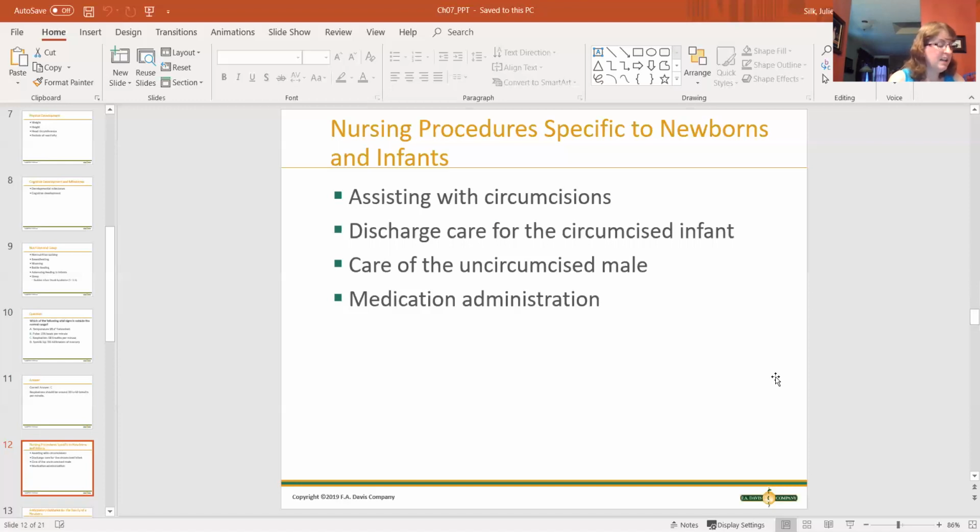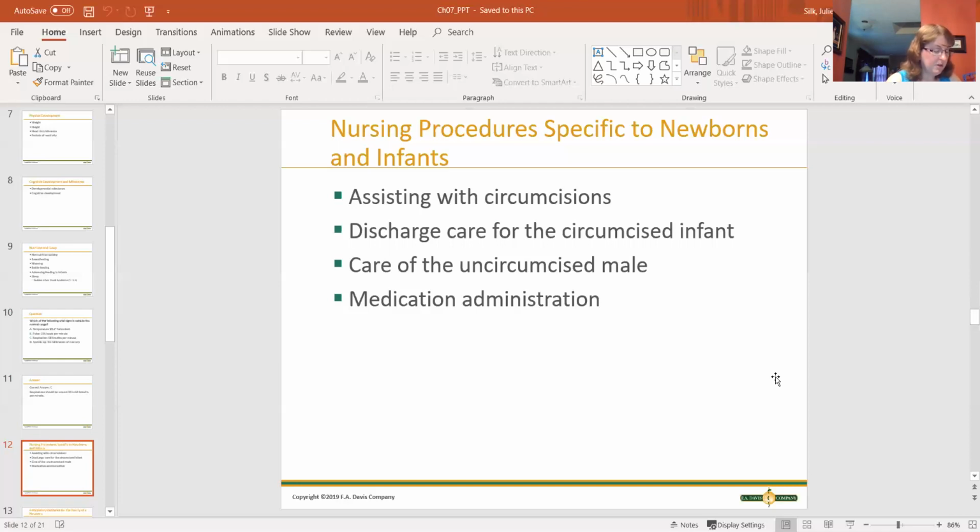And then as far as taking care of an uncircumcised male, you don't want to force the foreskin over the penis. Make sure the penis is cleaned meticulously to prevent infection, and do not insert objects under the foreskin to cleanse it, such as a cotton-tipped applicator, because that can cause problems.